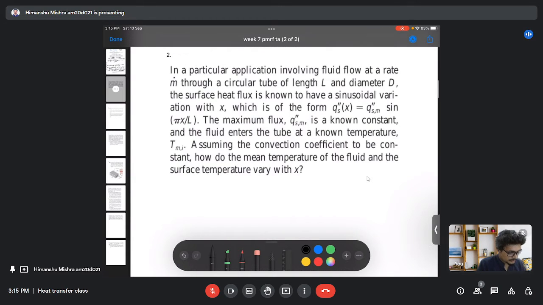So in this question, in a particular application involving fluid flow at a rate m dot through a circular tube of length L and diameter d, the surface heat flux is known to have a sinusoidal variation with x, which is given here. The maximum flux is a known constant, and the fluid enters the tube at a known temperature Tmi. Assuming the convection coefficient to be constant, how do the mean temperature of the fluid and the surface temperature vary with x?